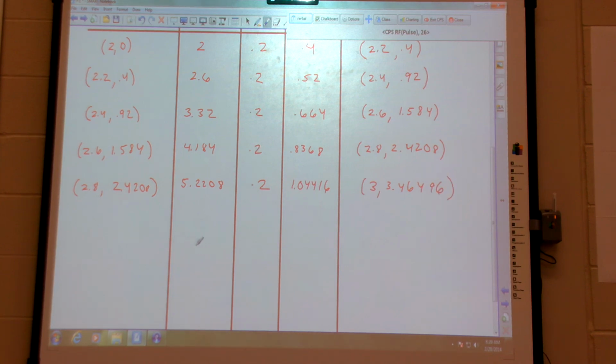Okay, so let's answer the question now. F of 3 is approximately, because it's an estimate, 3.46496. So we don't know f, but we know f of 3 is very close to that. Probably about 3.5 really, when you think about it.